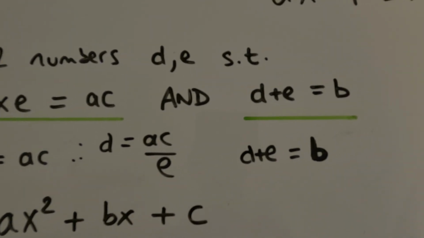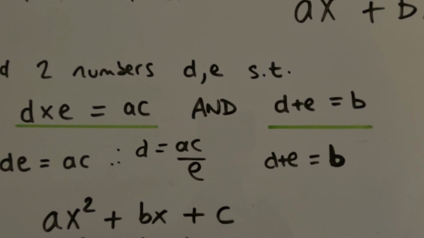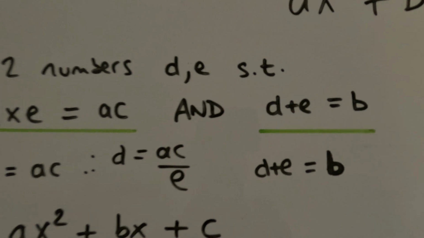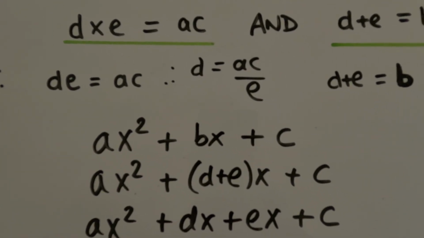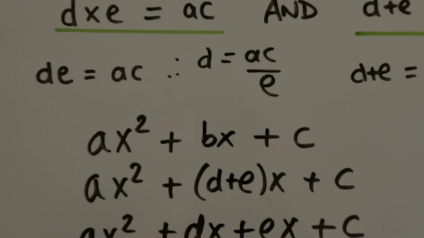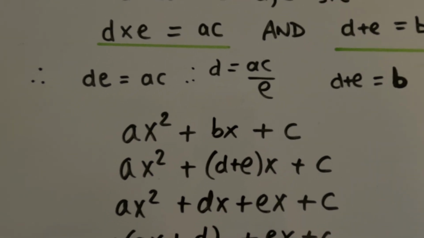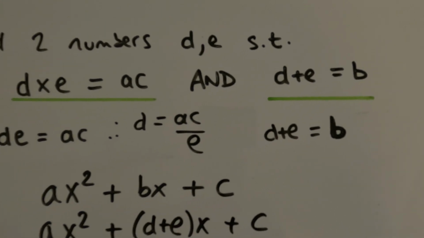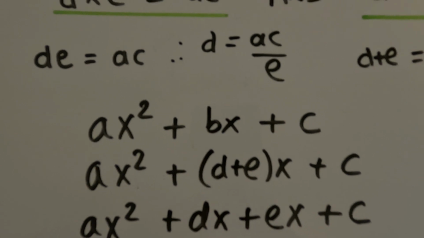So one condition is that b is equal to the sum of the two numbers. We need to find two numbers that add up to give b. So we call them d and e. So let's substitute that in. So that becomes ax squared plus (d plus e) times x plus c. So we replace b by d plus e. So that's our addition condition satisfied, if you like.